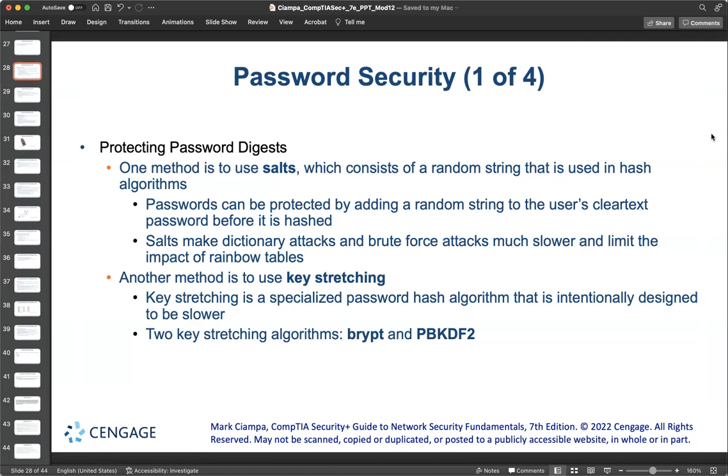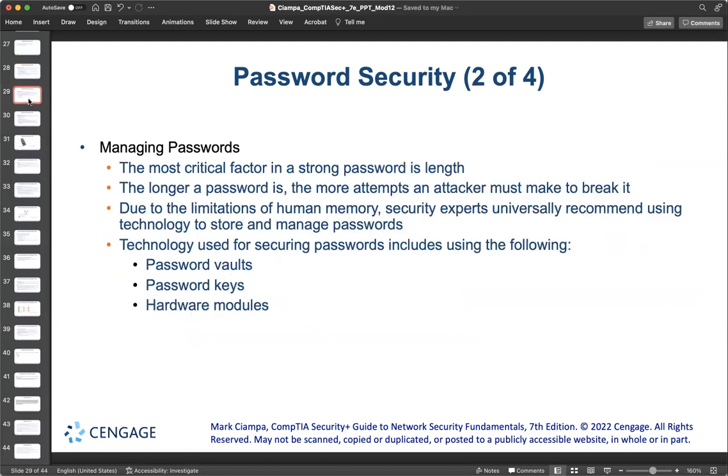There are two commonly used algorithms for those. One is bcrypt and the other one is PBKDF2, which, the algorithm itself is out of the scope here, but it's actually food for thought to go and look into the algorithms and learn more about this means of password security. The most critical factor in a strong password is length. Again, the longer the password, the more secure the password is, the more difficult breaking and cracking that password is going to be.